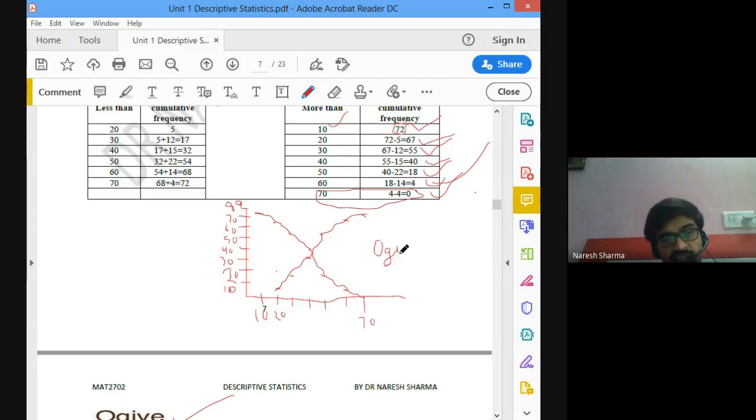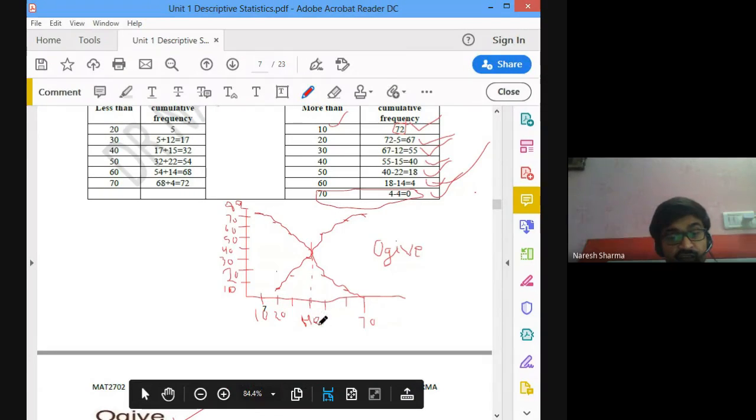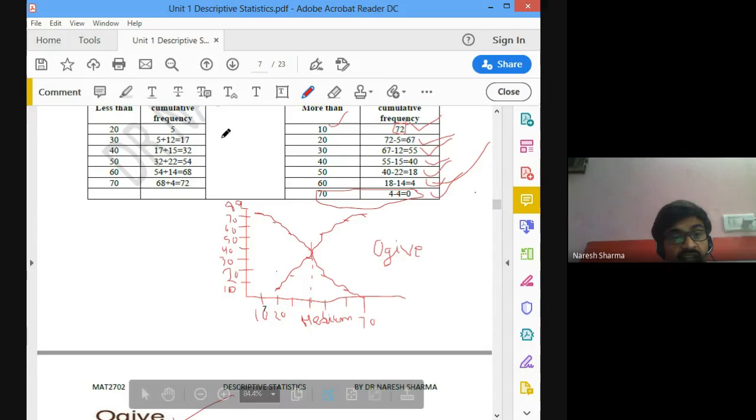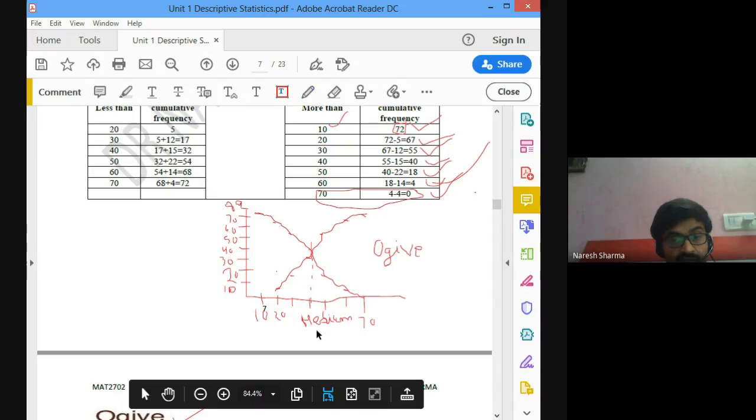One more important thing in this curve: we draw this with your less than cumulative frequency and more than cumulative frequency, and that intersecting point, this one, if you are watching this intersecting point, you just drop the perpendicular to the x-axis. So this is called the median. How to calculate the median we will discuss later in detail, but if you want to calculate the median, we can calculate it by just using this graph also. The intersecting point of your less than and more than auxiliary curves is called the median.